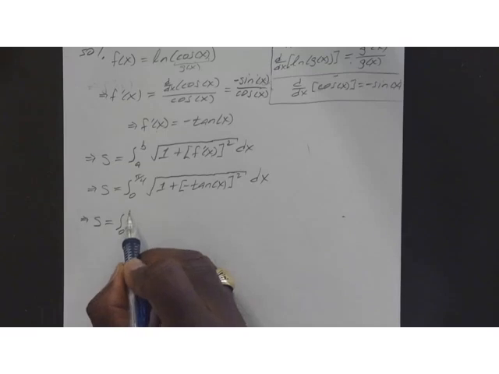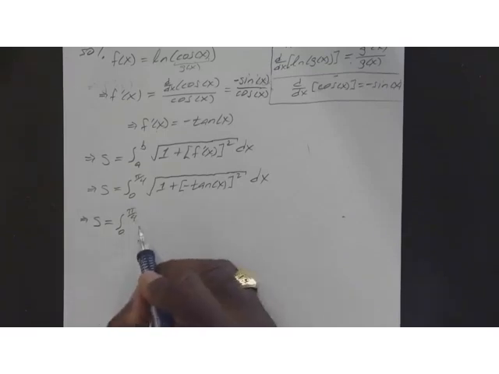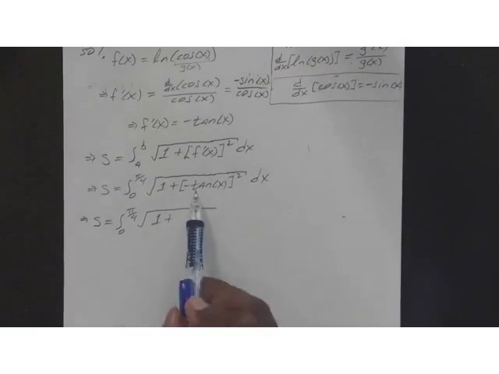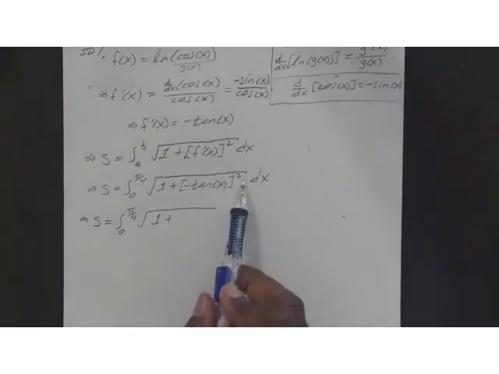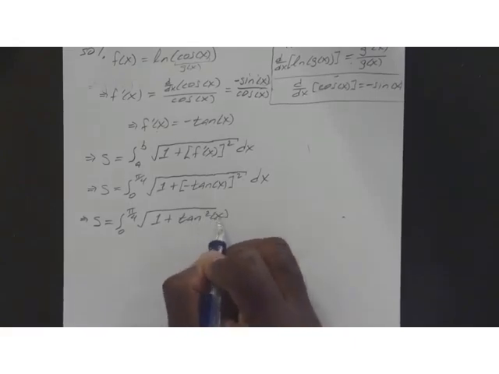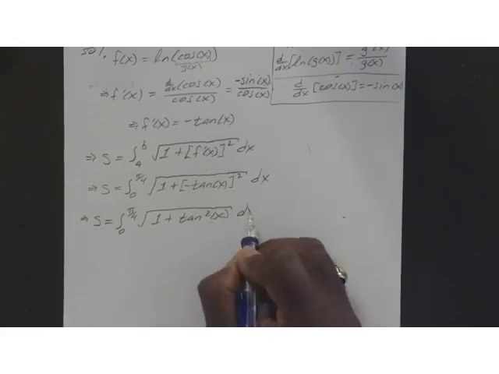So we can rewrite that as the square root of 1 plus negative tangent squared, which is just tangent squared, since negative times negative is positive. So it's tangent squared with respect to x.